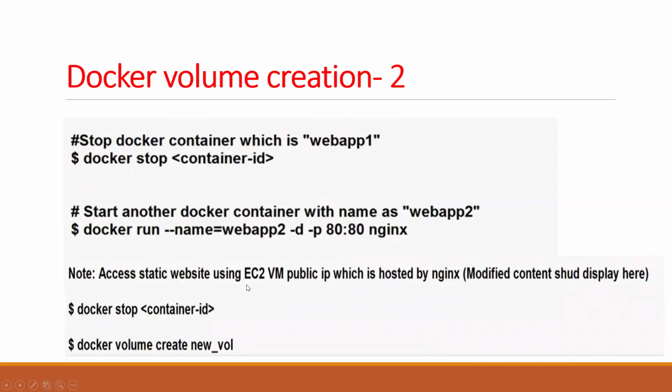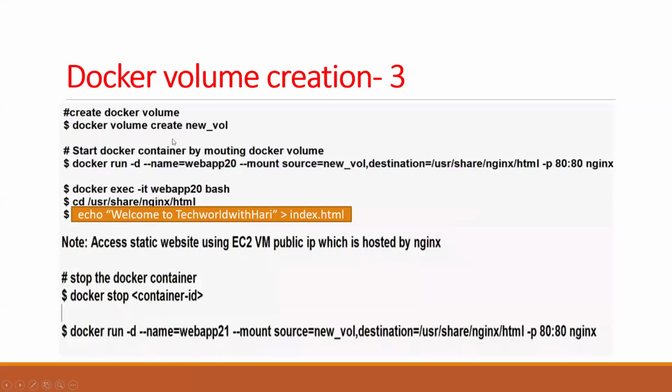So access the static website using the EC2 instance public IP, which is hosted in the Nginx. The modified content should display here. Docker stop container, then Docker volume create a new volume. So create a new volume, right?